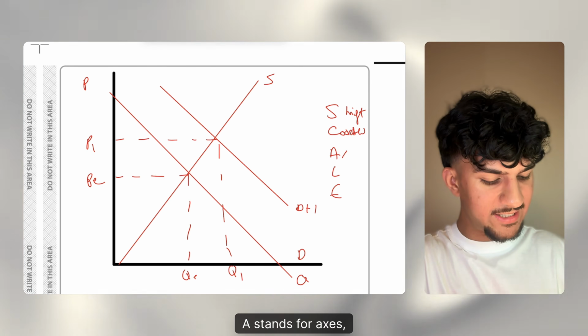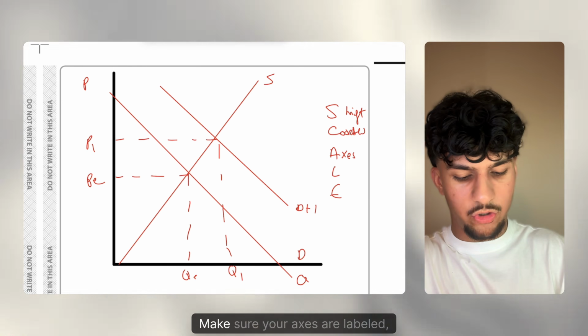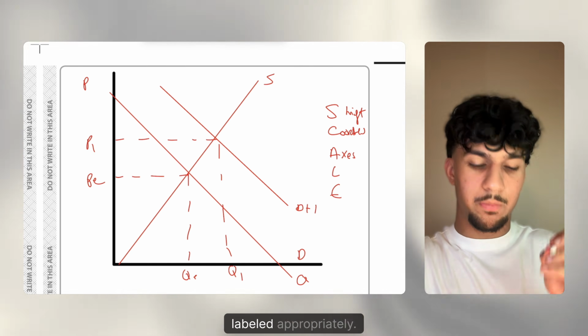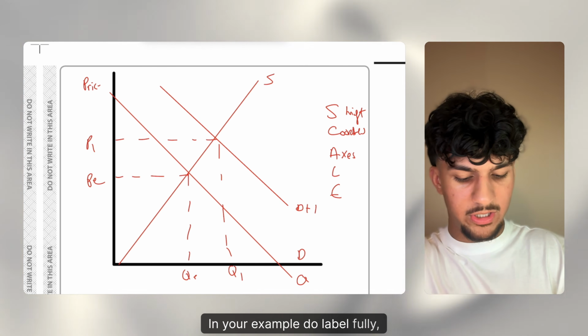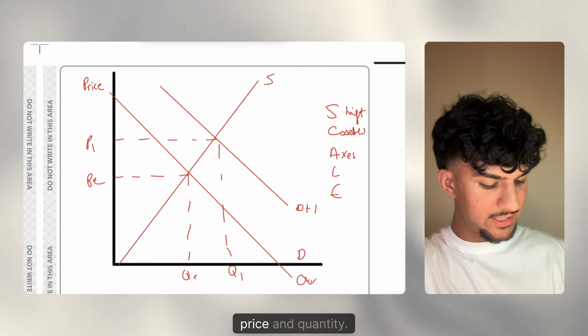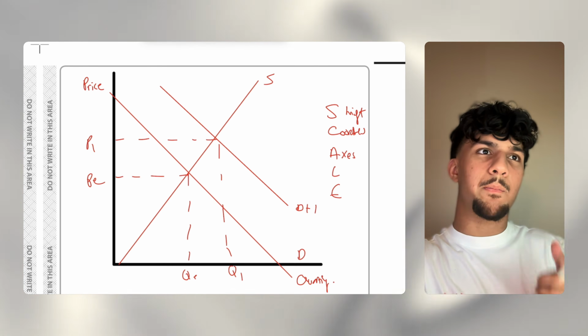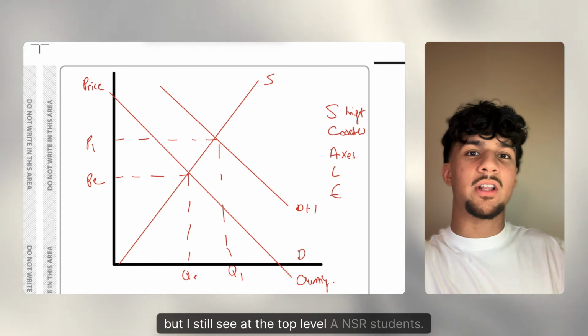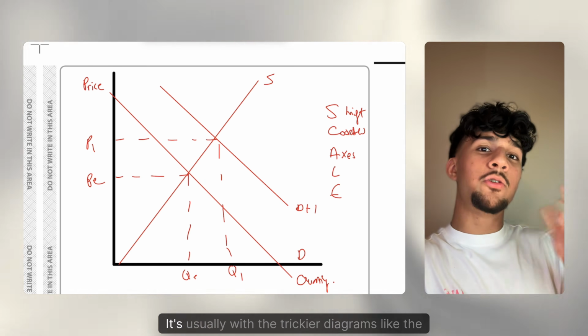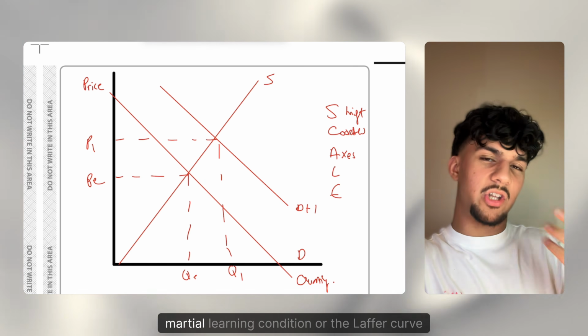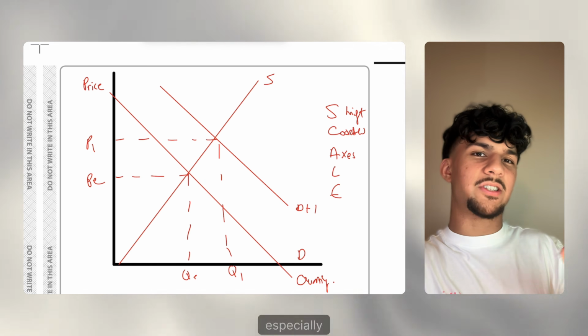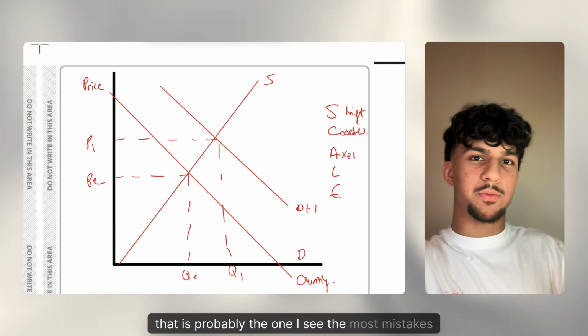A stands for axes, which is the simplest one. Make sure your axes are labelled appropriately. In your exam, do label fully, not just P and Q, but price and quantity. This is usually a problem with lower level students, but I still see it at the top level, A and A-star students, usually with the trickier diagrams like the Marshall-Lerner condition or the Laffer curve especially. That is probably the one I see the most mistakes on.